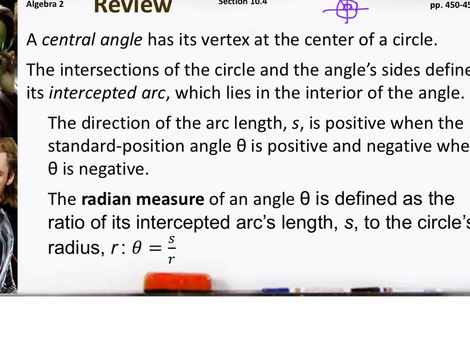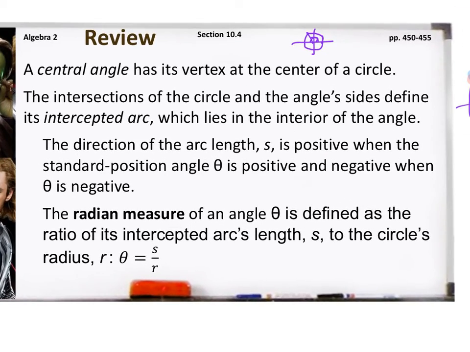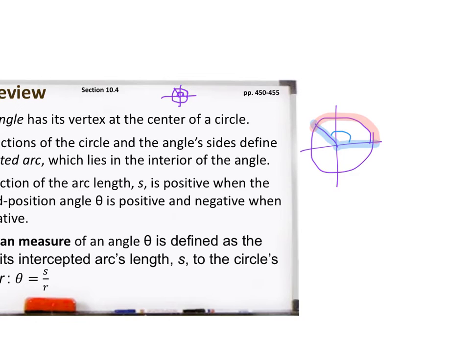The direction of the arc length S is positive. In this case it's going up, so it would be a positive length. An arc arching down would be a negative length.